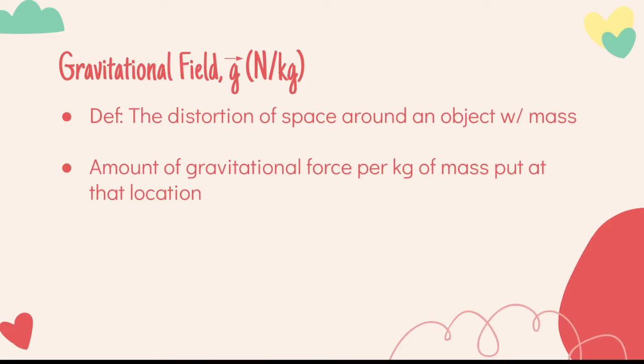What I want you to think of for gravitational field is how much gravitational force a kilogram of mass put at that location would have. With a gravitational field of 9.8 newtons per kilogram on Earth, every single kilogram of mass in that field would experience 9.8 newtons of force. On the moon, that 1 kilogram of mass would only experience 1.6 newtons of force. And the vector means that it points towards the center of mass. It has a direction. That's what this little arrow on the top indicates.